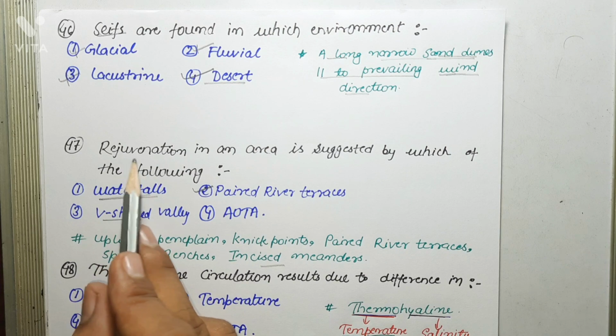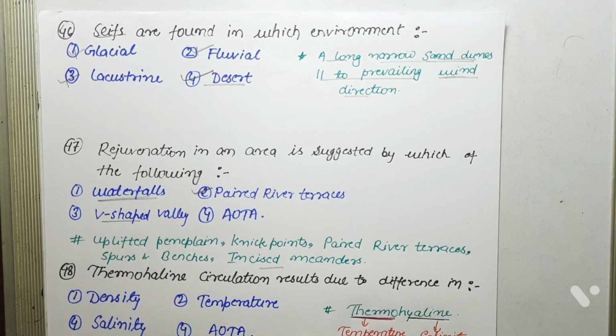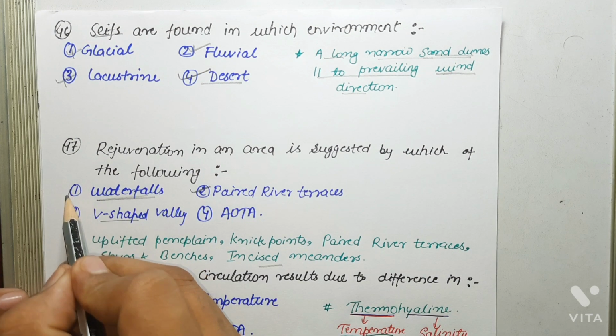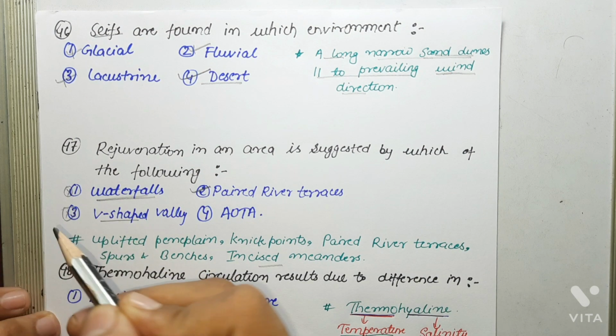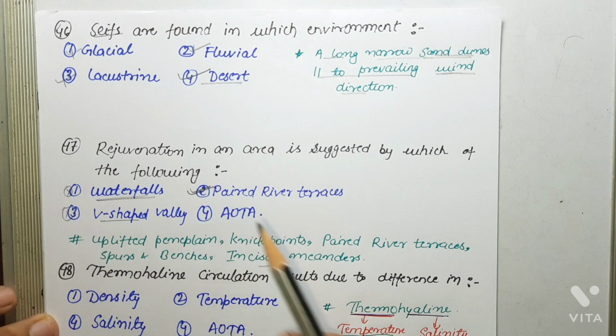Because in case of rejuvenation, first the river goes through the old stage, then after upliftment or some tectonic activity, it comes back to its youth stage. So waterfalls and V-shaped valleys are indicative of the youth stage of a river, but not rejuvenation landforms. Now paired river terraces is your correct answer. Coming back to the next question.